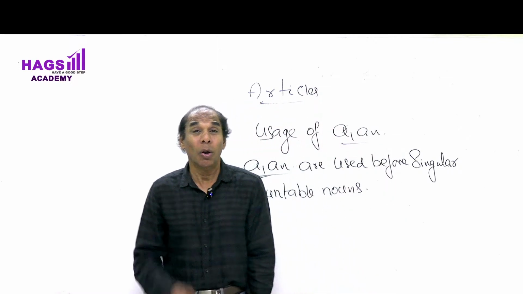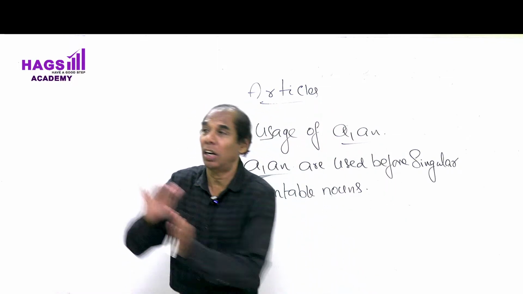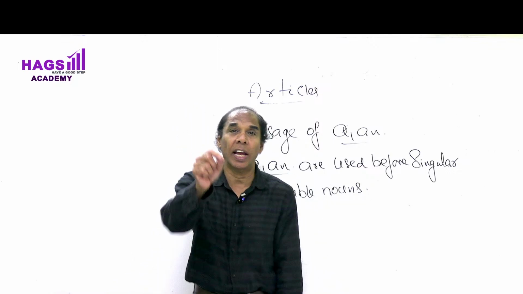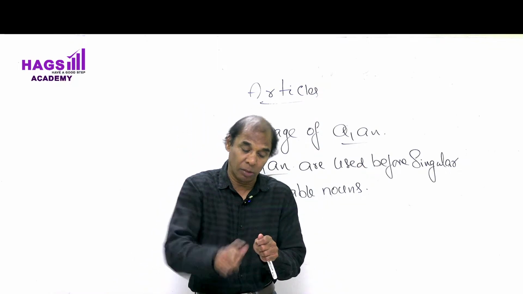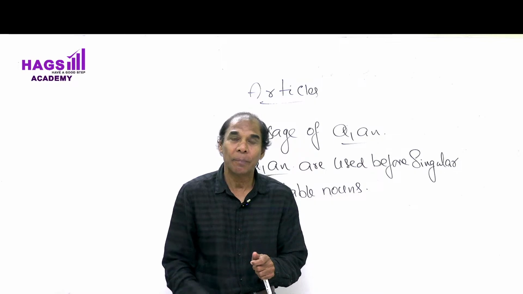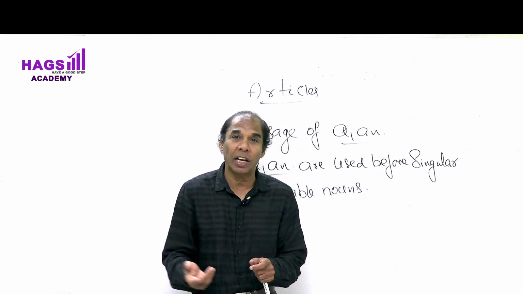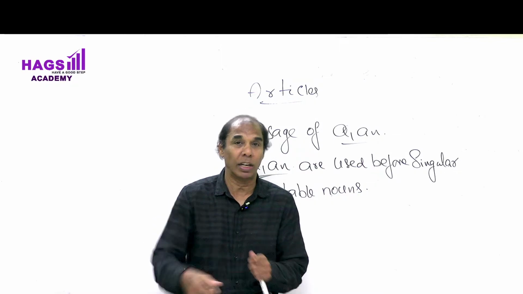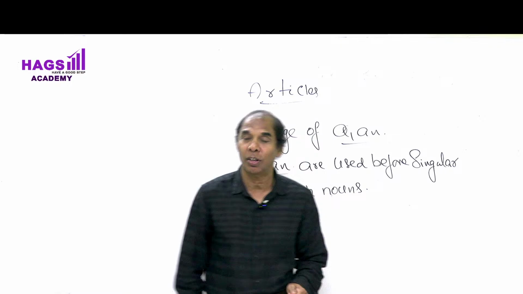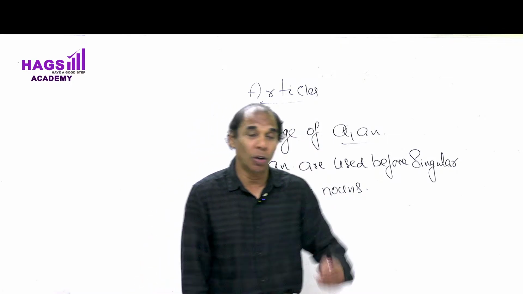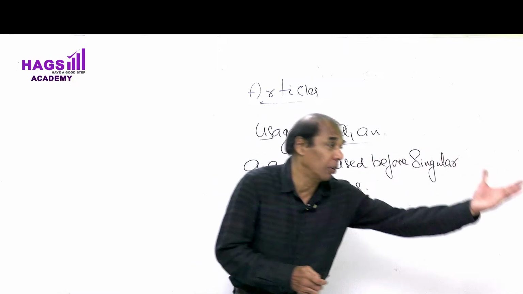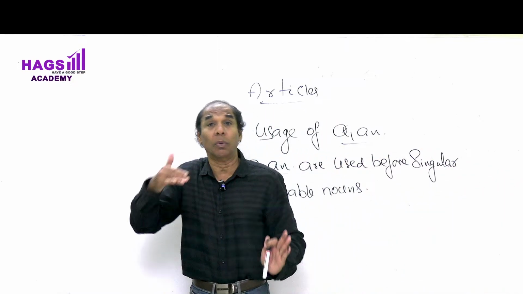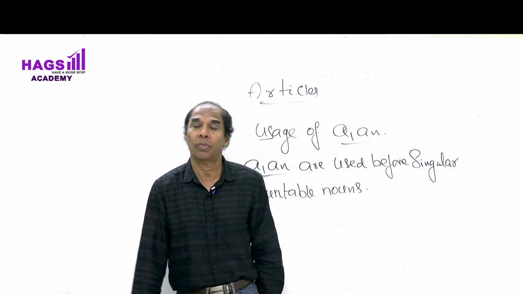Uncountable nouns. What we cannot count are called uncountable nouns. If you take milk, we cannot count like 1 milk, 2 milk, 3 milk, right? Similarly, if you take sugar, we cannot count 1 sugar, 2 sugar, 3 sugar. So these are all called uncountable nouns. What we can count are countable nouns, and what we cannot count are uncountable nouns.